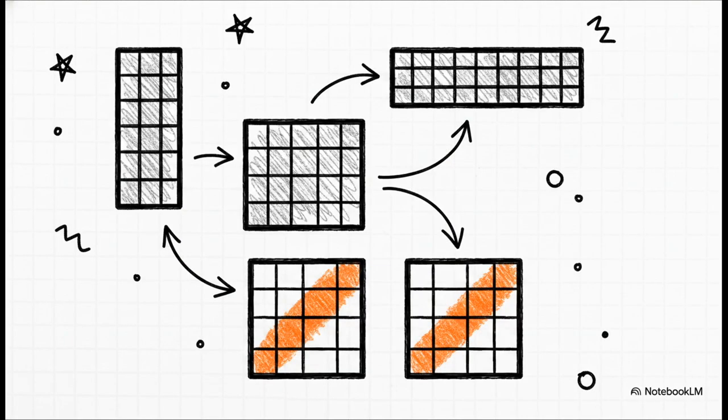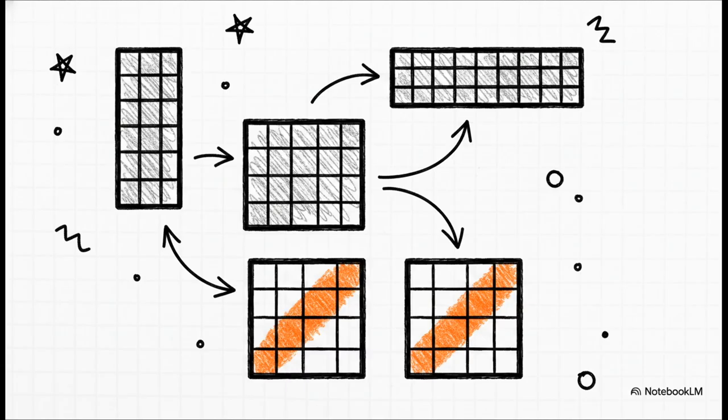Now here's a rapid-fire list of matrix types you need to have memorized. A column matrix has just one column, a row matrix has just one row, a square matrix is perfectly balanced, its rows equal its columns. A scalar matrix is a square matrix where all the diagonal elements are exactly the same number and the rest are zero.